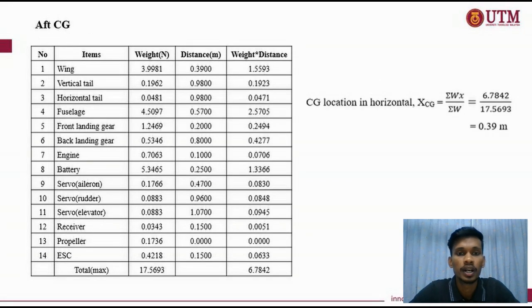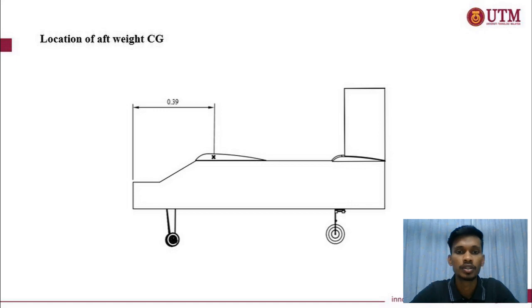Next would be the aft CG. In the calculation of aft CG, the payload is excluded from this calculation as it is located in the forward part of our RC aircraft. So the total components would be 14, and from the calculation, the CG location in the horizontal axis is 0.39, which is the same as the empty weight CG of our aircraft. And the location of the CG can be seen here in this slide. That is all for the center of gravity calculation.